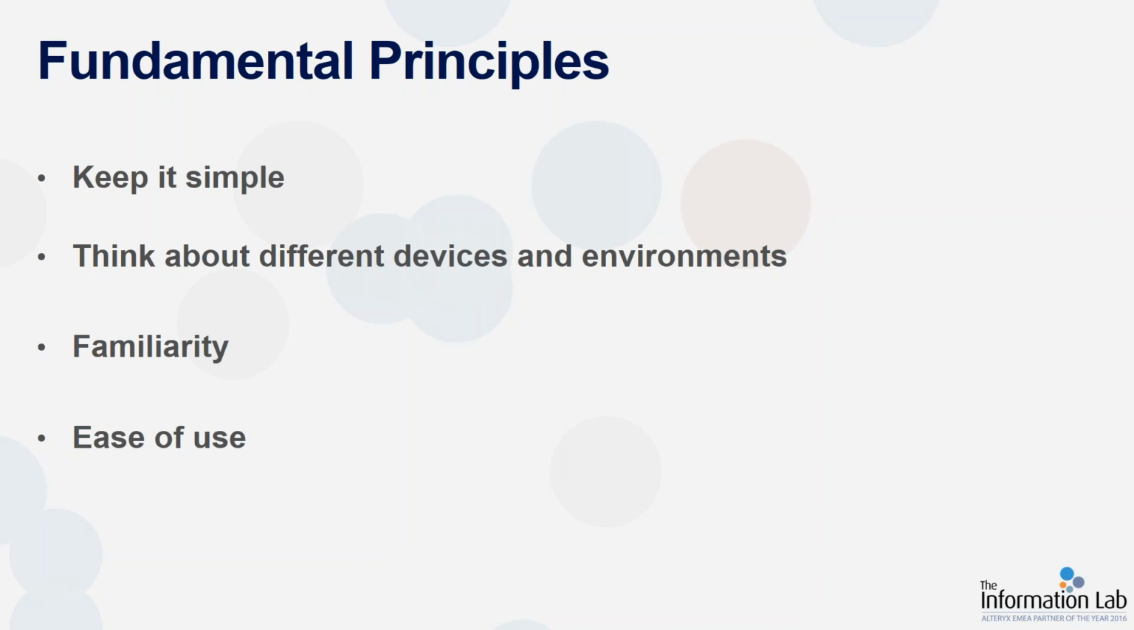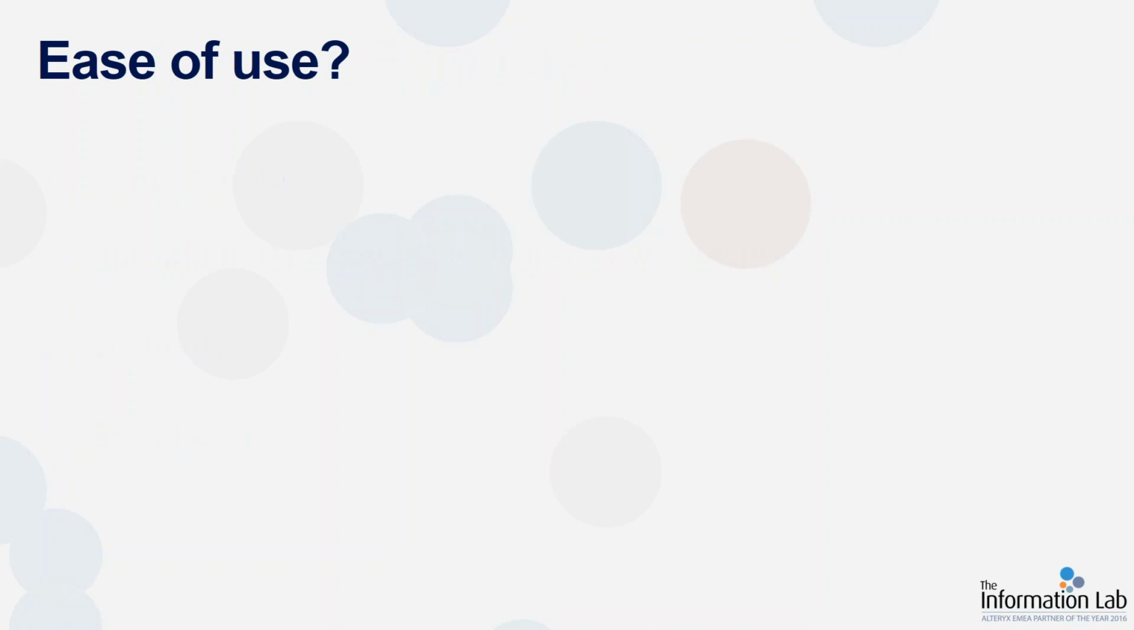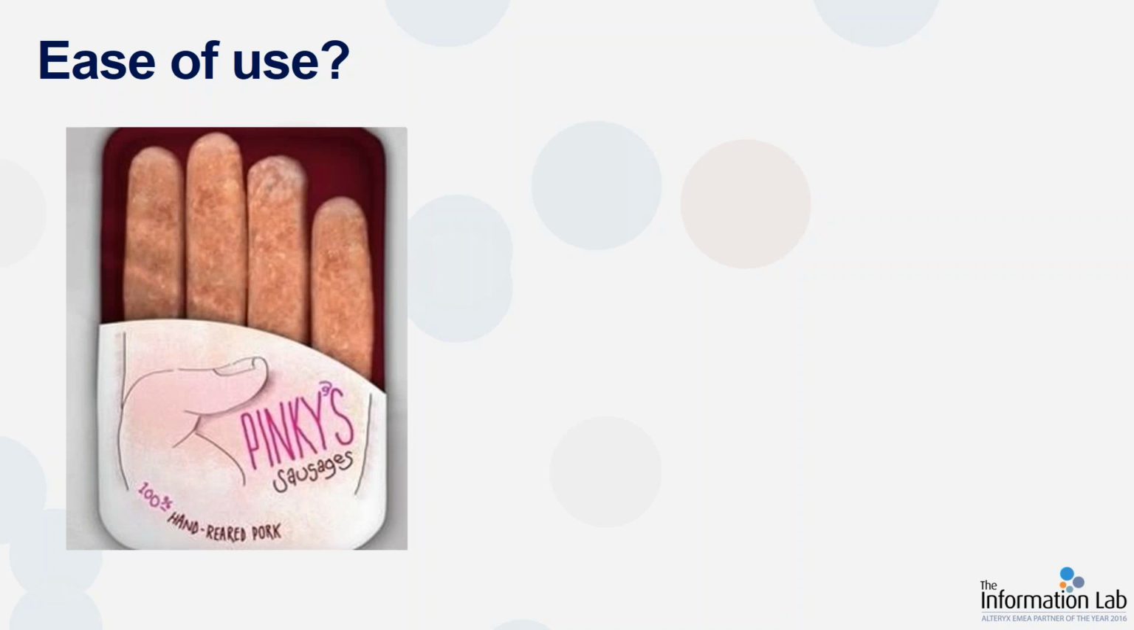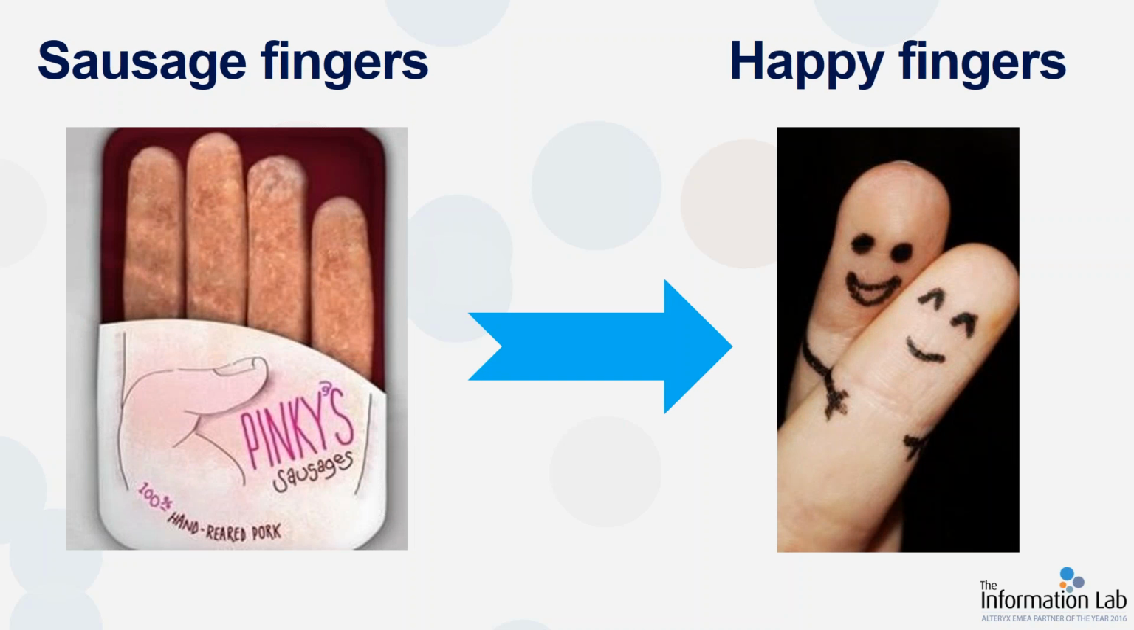And the final fundamental principle, which ties it all together, is ease of use. So, what do I mean by ease of use? Probably not something Donald Trump's going to have a problem with, with his tiny, tiny hands. But for the rest of us, we suffer from sausage fingers. Fat finger syndrome. We don't want to be using sausage fingers. We want happy fingers.